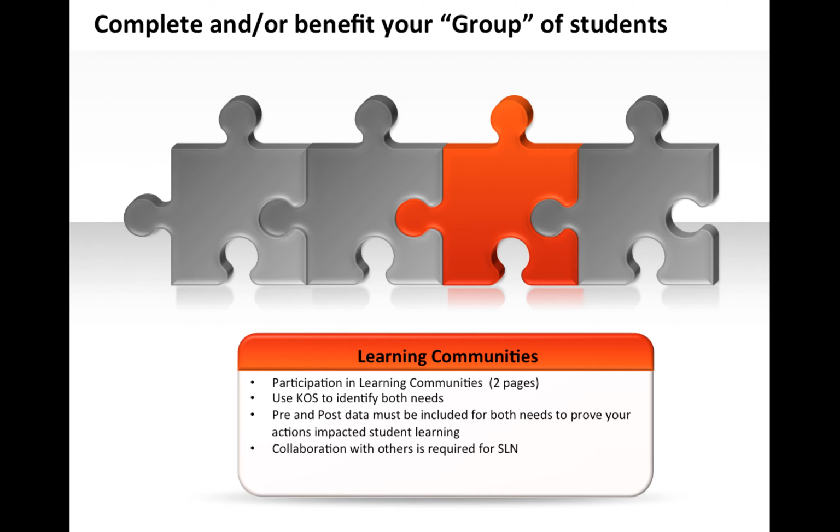Not at the same level as we did on the others, but obviously if there's a need, you have to have data to identify the need. Here's a big thing about this need. You have to have pre and post data, okay, for both needs to prove that your actions impacted your student learning, okay? And you will collaborate with others in the student learning need. Now, I guess you're sitting there listening thinking, well, that wasn't that bad, and you're exactly correct. It's not that bad, okay? Once you really wrap your head around it, it's not.